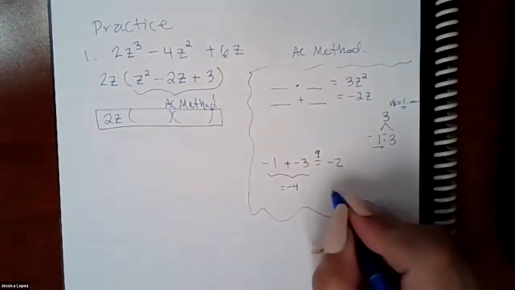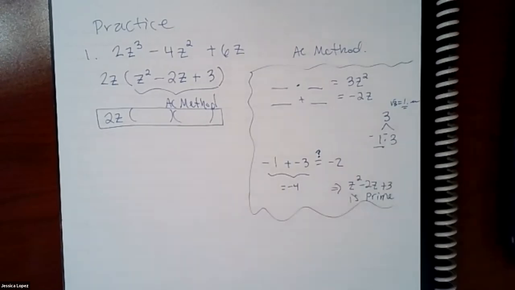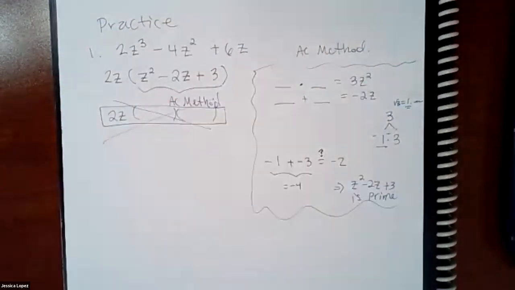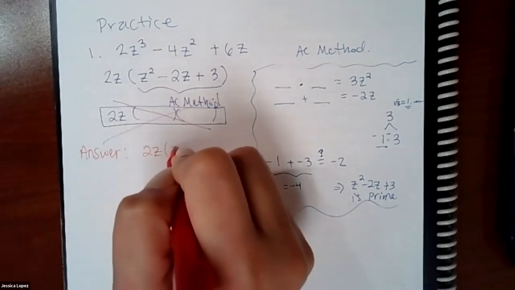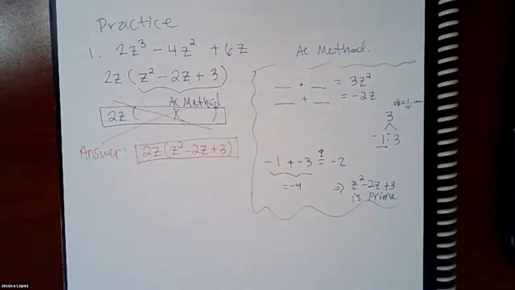What that means is that this guy is prime. Okay, which means it cannot be factored. So my answer will not look like this, because I couldn't factor it. And so that means my answer is just the 2z with the trinomial that I had before, because I cannot factor that trinomial anymore. I followed that AC method to the T, and it still did not help me factor it. So that guy cannot be factored, okay? So you do have to apply the AC method, but that doesn't necessarily mean it's going to work, right? Okay, let me get to the second example and see what that one looks like.